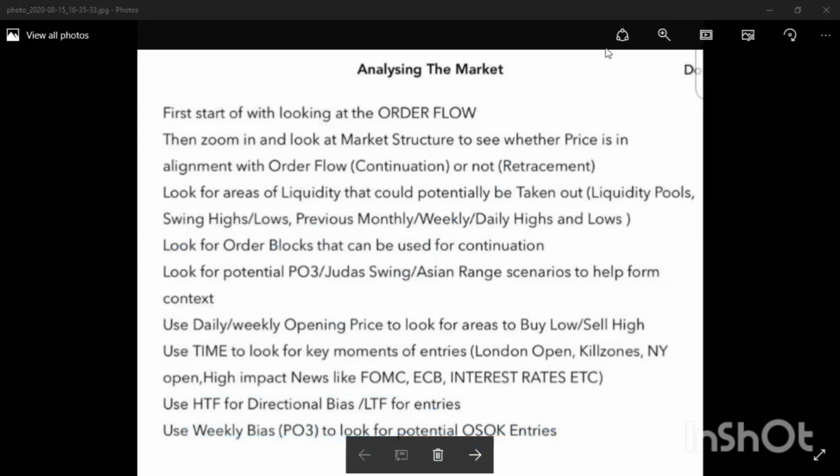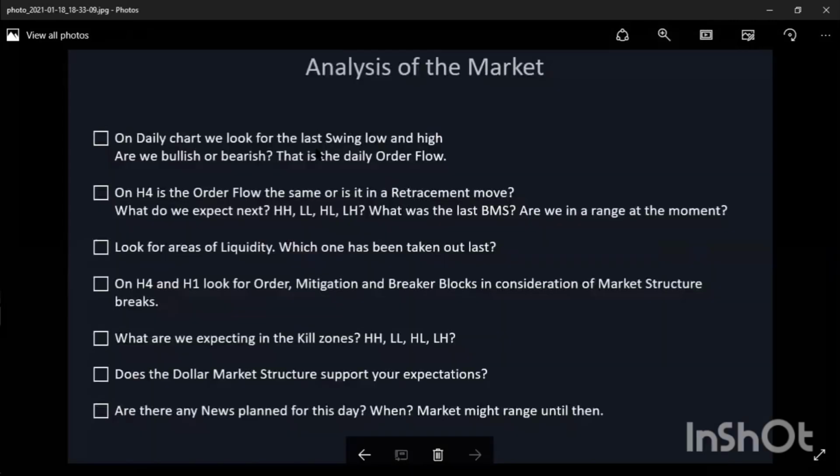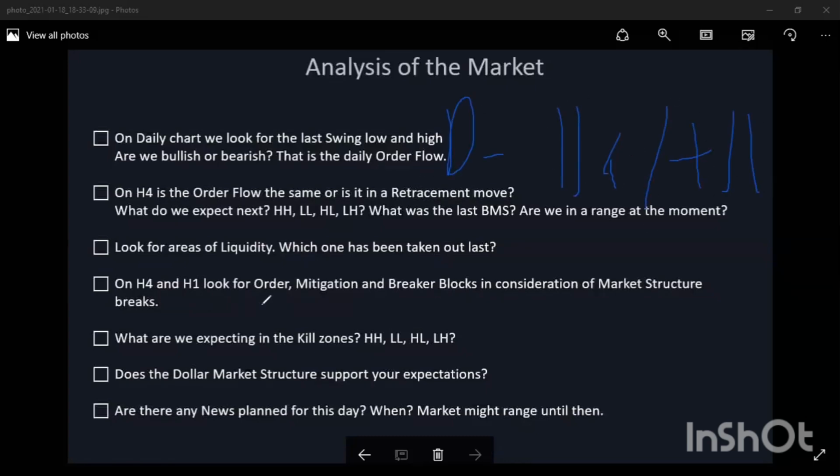There's another student saying this to me. This is how he did his top down. This is for high time frame, for daily, H4 and H1 only. It's not for lower time frame. So this is how he wrote his own top down. He said on a daily, we look for the last swing low or high. Are we bullish or bearish? That's the daily order flow.